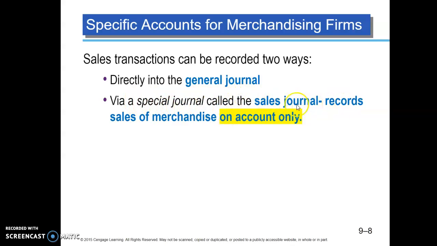Anytime that you sell merchandise on account, you can use this journal called the sales journal. If somebody buys merchandise for cash, then you cannot use it. It's got to be the sale on account only.